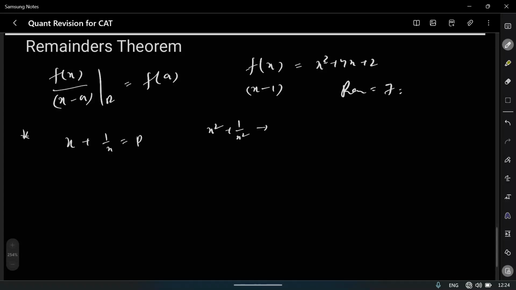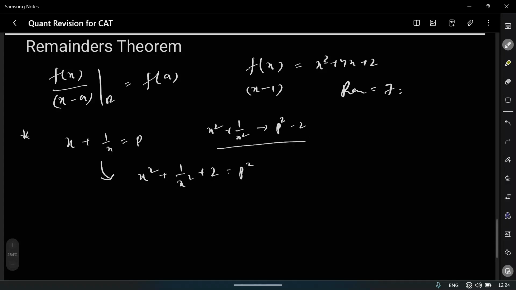Okay, how are we going to find it? Just by squaring it, we are getting that x square plus 1 by x square plus 2 equals p square. So we are getting this as p square minus 2.